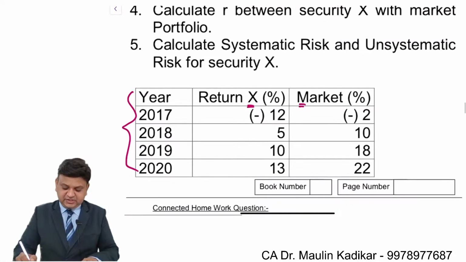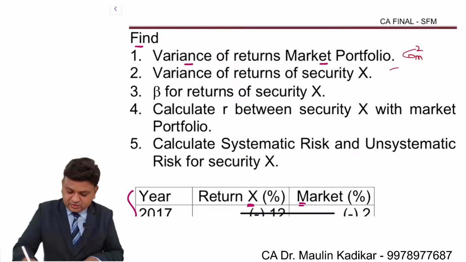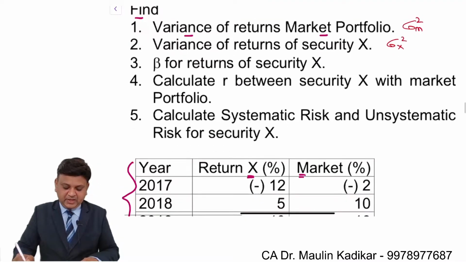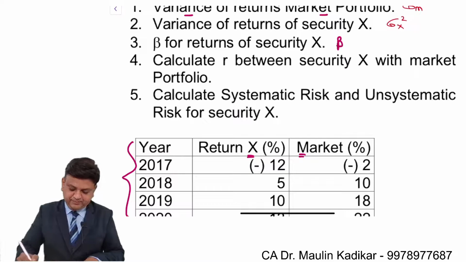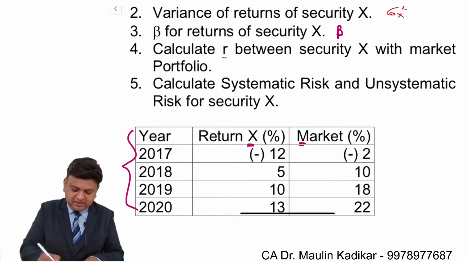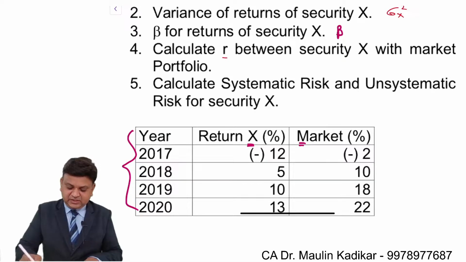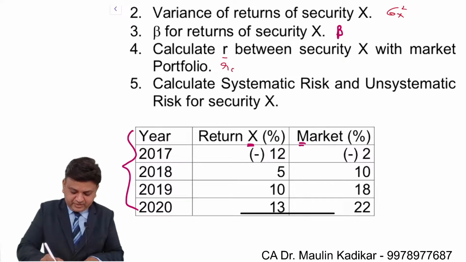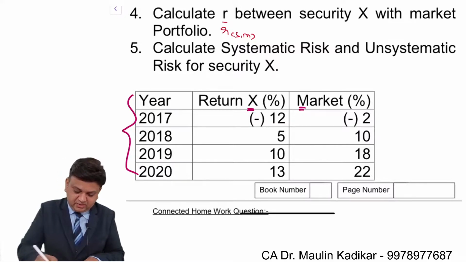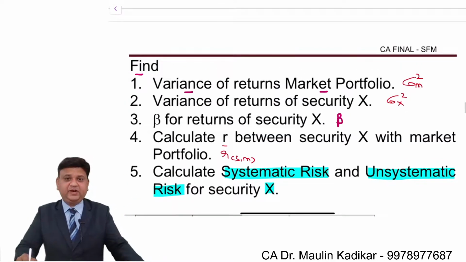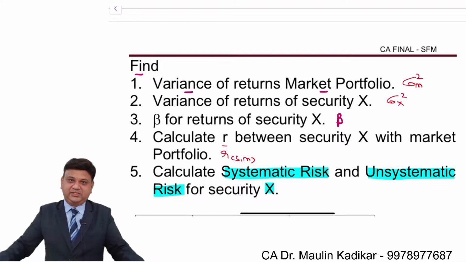Second is the variance for the security X, so we are required to compute sigma X square. Third question is beta for the security, so beta is required to be computed. Fourth question is to calculate R, the correlation coefficient between the security X and the market portfolio. Fifth question, calculate systematic risk and unsystematic risk for the security X. These are the 5 questions which have been provided to us.